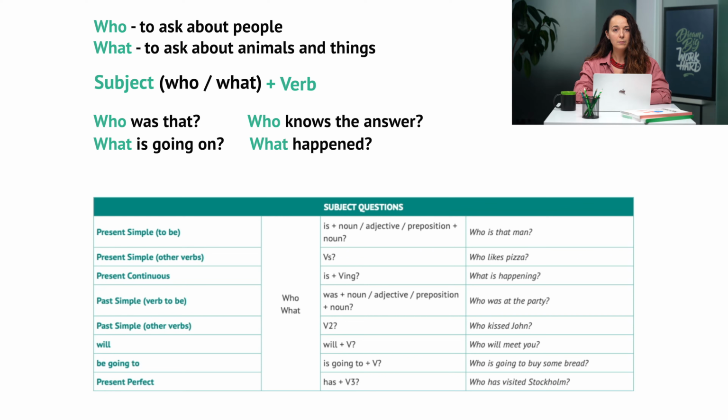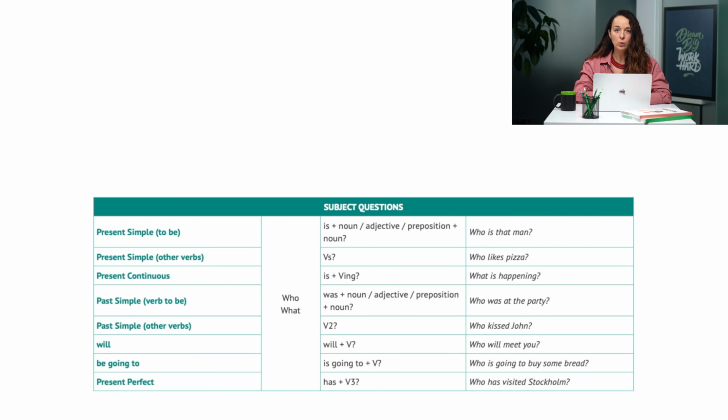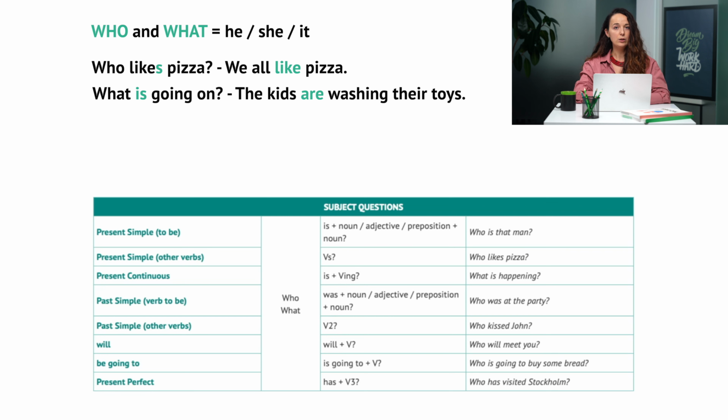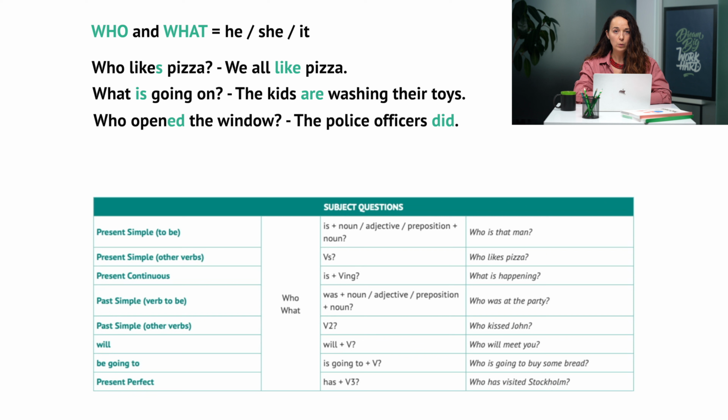What happened? Pay attention. Who and what are always third-person singular, so we will choose the verb form that goes with he, she, it for such questions, even if the answer is plural. For example, who likes pizza? We all like pizza. What is going on? The kids are washing their toys. Who opened the window? The police officers did.